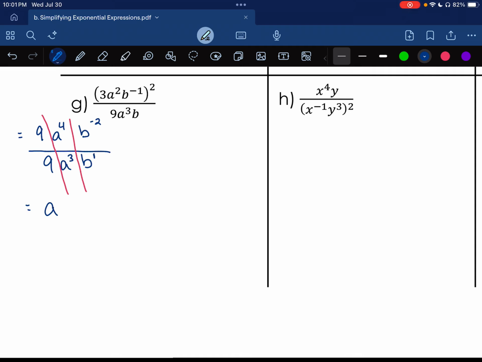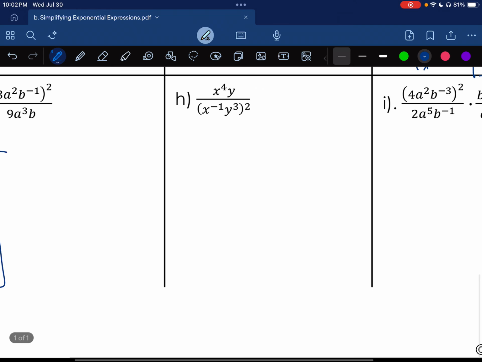All right, 2 more, guys. We've got this. So x to the 4th y over x to the negative 1st y squared, or y cubed quantity squared. All right, so the first thing I'm going to do is take care of that squaring. So we're going to have x to the 4th y over, again, I'm going to carry out the power of a power as I go here, but if you are still wanting to write that as 2 separate steps, by all means, go for it.